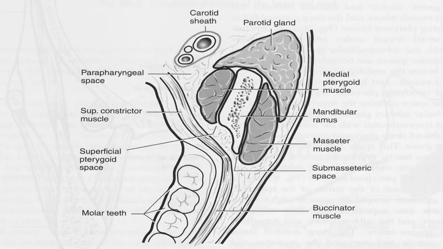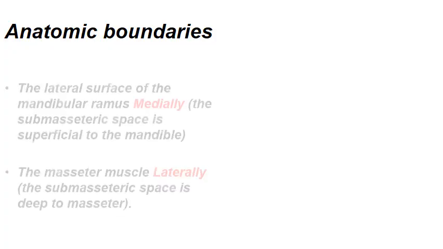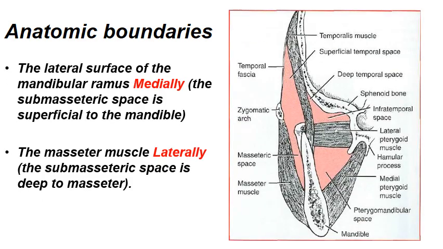And here is the diagrammatic representation of an axial section through the ramus of the mandible and the associated muscles and the parotid gland posteriorly, and the lateral wall of the pharynx with the superior constrictor muscle of the pharynx. Here you can find the arrow pointing to the parotid gland, which is the posterior boundary of the space, and the second arrow pointing to the anterior boundary of the space, where it communicates with the buccal space anteriorly. On the medial aspect, we can find the lateral aspect of the mandibular ramus, and laterally it is bounded by the masseter muscle.